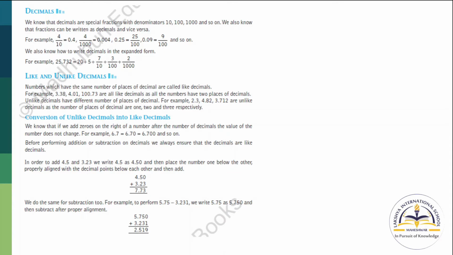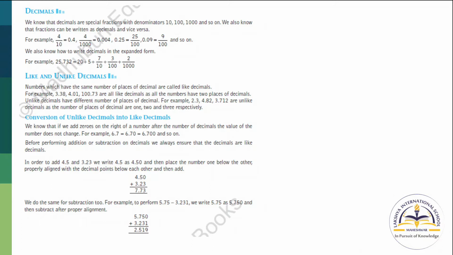Our topic is decimals. What are decimals? Decimals are special fractions with denominator 10, 100, 1000 and so on. We also know that a fraction can be written as a decimal and vice versa. For example, 4 by 10. So how can we write 4 by 10? It equals 0.4. When you divide 4 by 10, you will get 0.4 as the answer.